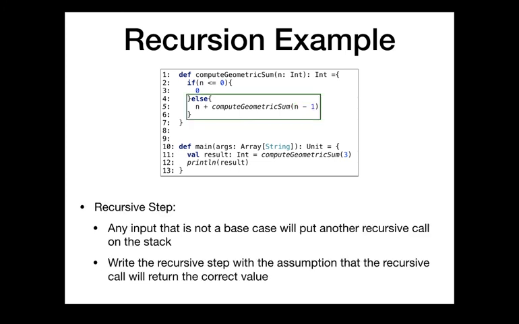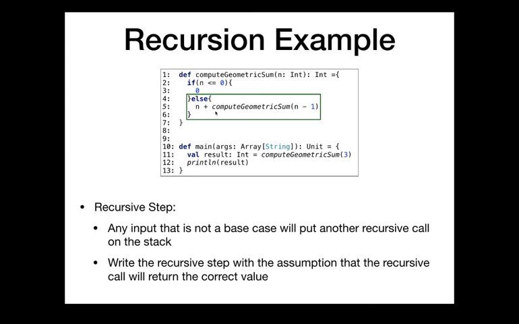And when we're writing the logic for the recursive step, we're going to assume that our recursive call is correct. We're going to see why we can get away with that throughout today's lecture. But we're going to assume that compute geometric sum of n minus 1 is going to return the geometric sum of n minus 1. And then I want to write the rest of the logic.